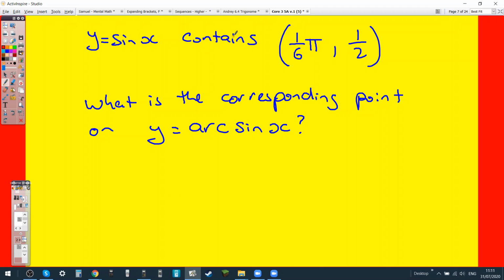And so y equals sine x contains a sixth pi and a half. What is the corresponding point on y equals arc sine x? A half, a sixth pi. Correct.